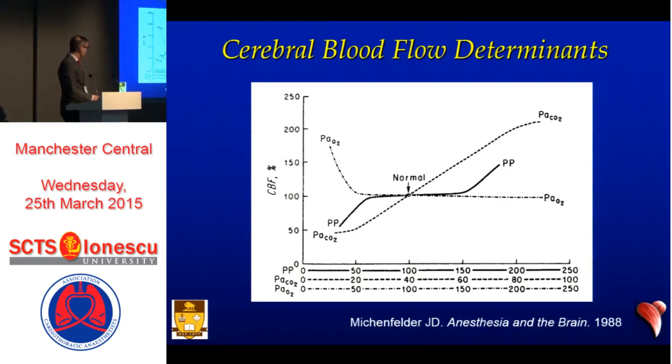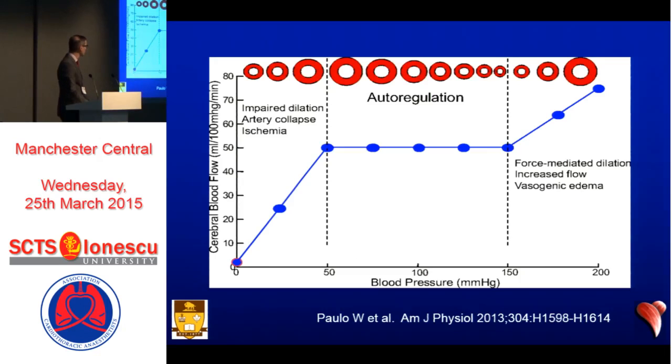And this is a graphic which has been reproduced innumerable times from the work at Mayo Clinic by Dr. Michenfelder, which he published quite a number of years ago. And essentially what it was outlining was the pressure autoregulation within the brain here, as well as the influences of the partial pressure of oxygen and the partial pressure of carbon dioxide. So let's go into those in a little bit more detail.